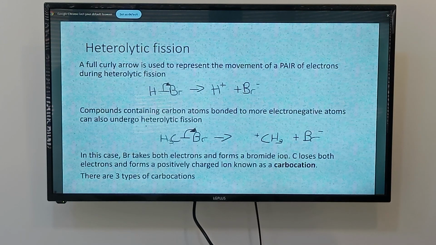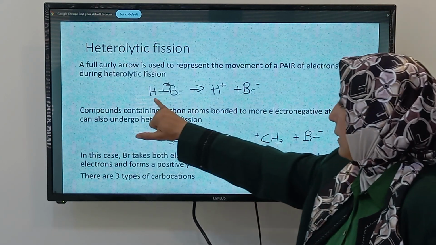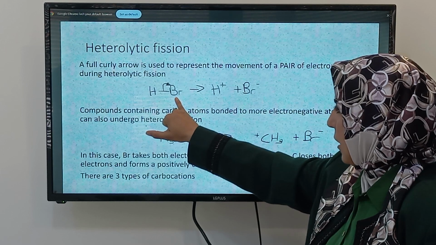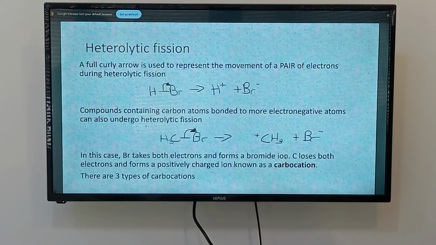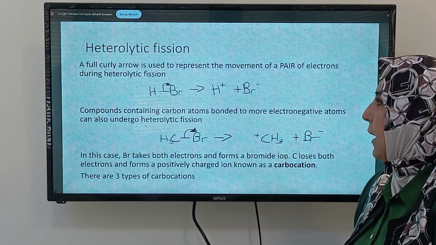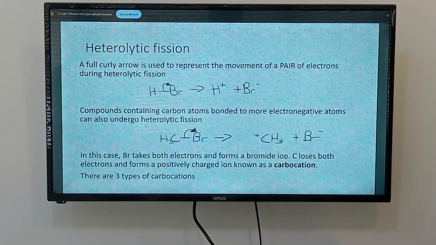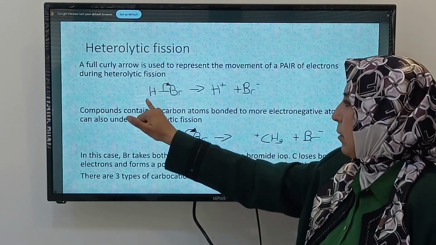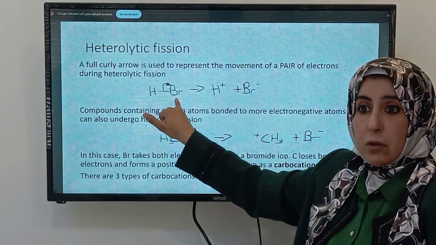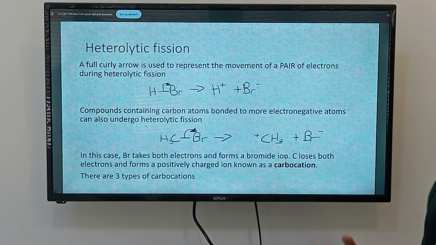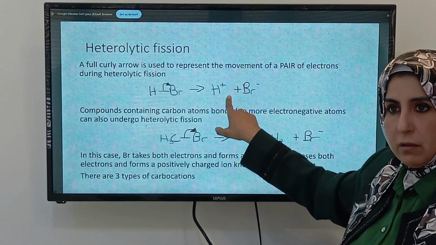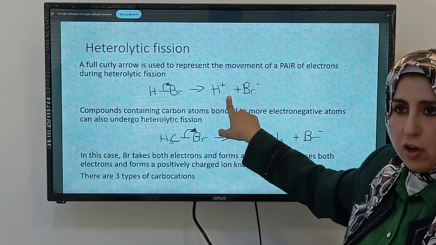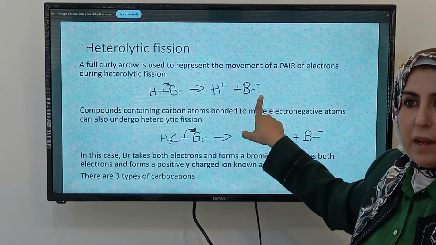Heterolytic fission, like here, HBr. A full curly arrow is used to represent the movement of a pair of electrons during heterolytic fission. Here, the covalent bond will break and result in hydrogen with a positive charge and bromine with a negative charge.